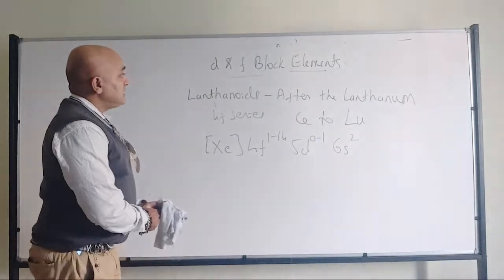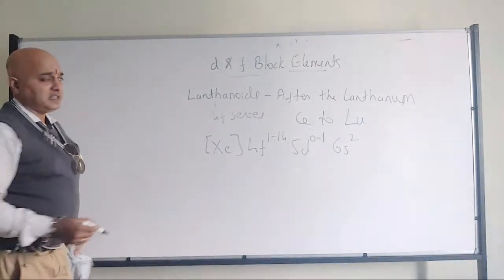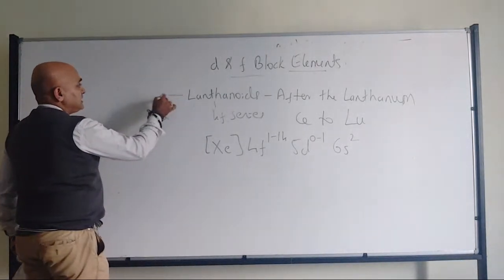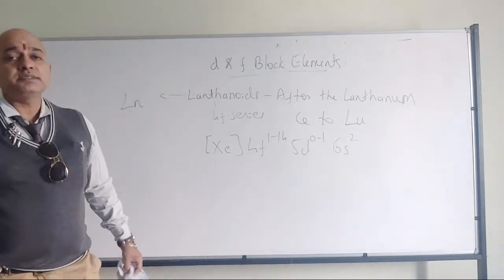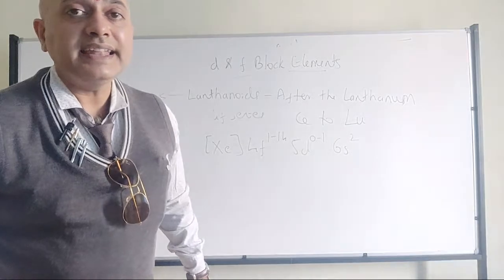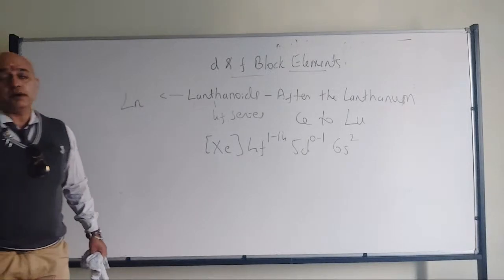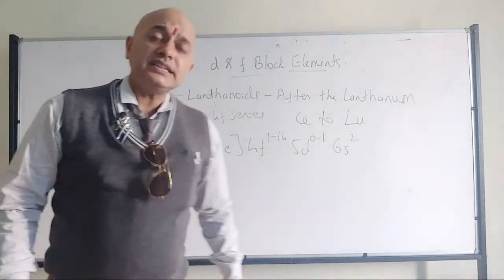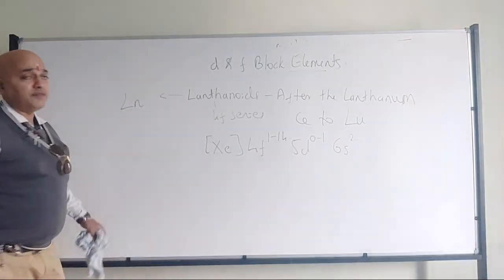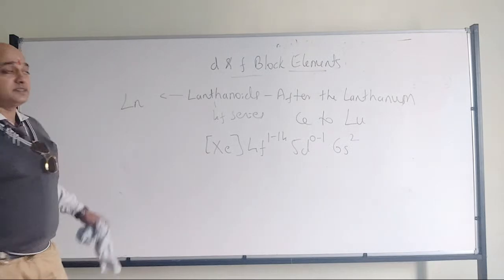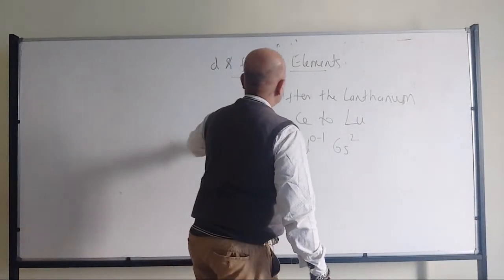Now these lanthanides can be represented by the symbol Ln. What do you mean by Ln? It is a symbol for the lanthanoids, a group of elements. La stands for lanthanum, so Ln stands for the group of elements, that is lanthanoids. That's what we discussed in the last class.